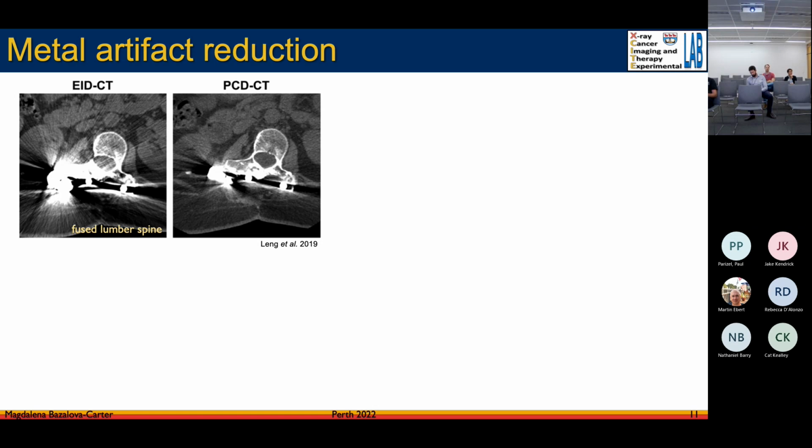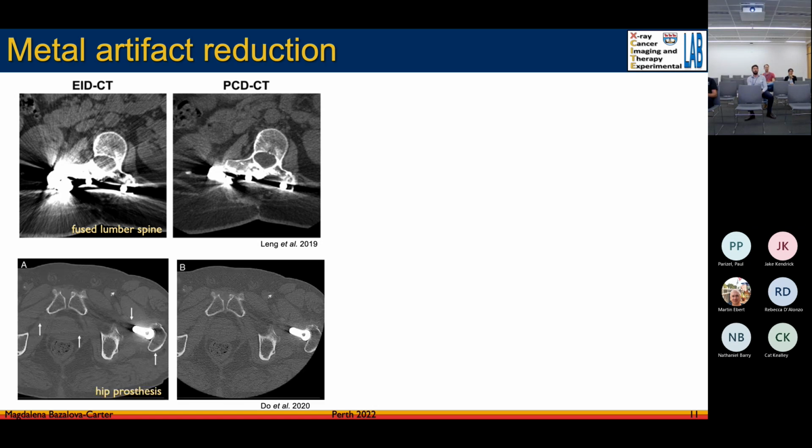If you look at PCT-CT, of course, there are still some metal artifacts, but they are much reduced. So if you're looking, for example, at the vertebrae, you see it much nicer in PCT-CT compared to EID-CT. Now, here's a patient with a unilateral hip prosthesis, and again, you see some air in this area that appears to be air, but it's not. If you look at the PCT-CT image in panel B on the right-hand side, you see that these metal artifacts are much reduced, again because you can pick high-energy X-rays that don't suffer from metal artifacts.